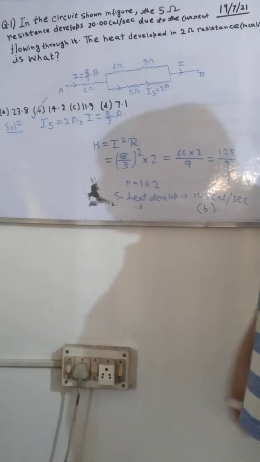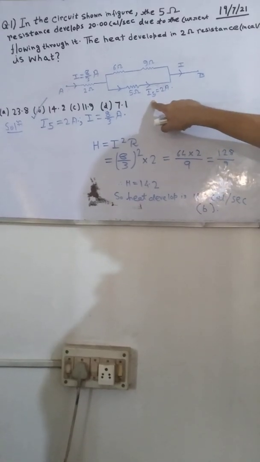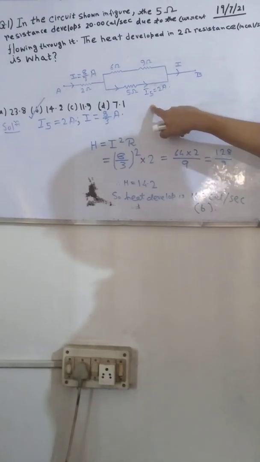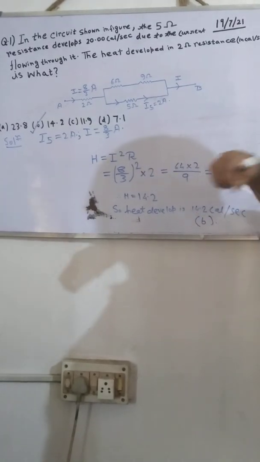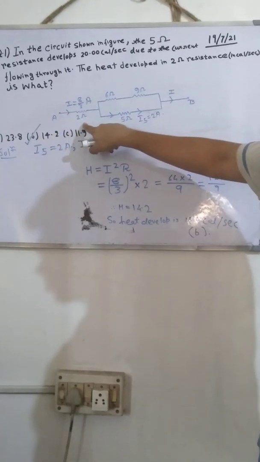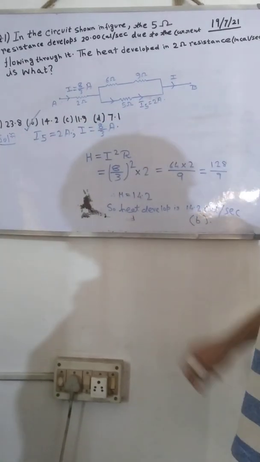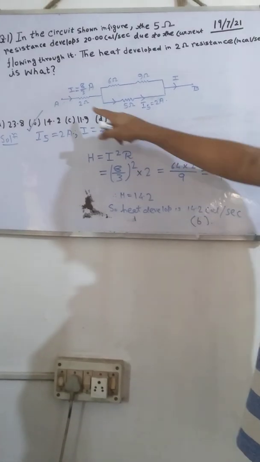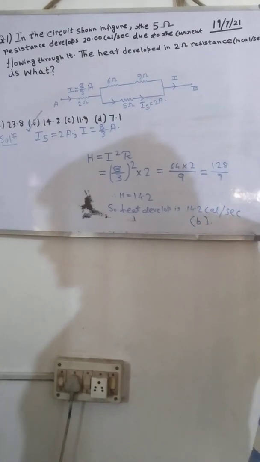Once again I am briefing all the steps. First of all, I have calculated the current that is flowing through this 5 ohm resistor, and we have evaluated it to be around 2 ampere. Then we have used the current division rule, and we have calculated the value of the current I that is flowing through this 2 ohm resistor, and eventually we have used Joule's law of heat dissipation, which is H is equals to I square R, to calculate the heat that is being developed in this 2 ohm resistor, and it comes out to be around 14.2 calorie per second.